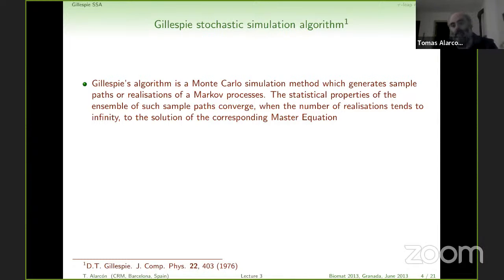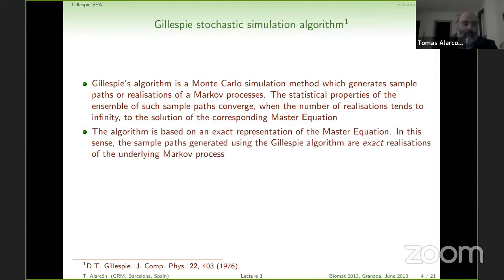As we will see, it's a very good algorithm, but it can become inefficient from the computational point of view. It requires a lot of computation time, and then you need to formulate alternatives. But it is a very good thing to have as a benchmark, because you are sampling the true solution of the master equation.